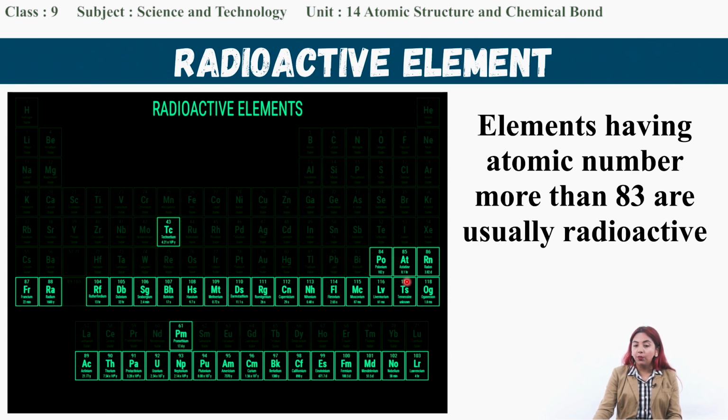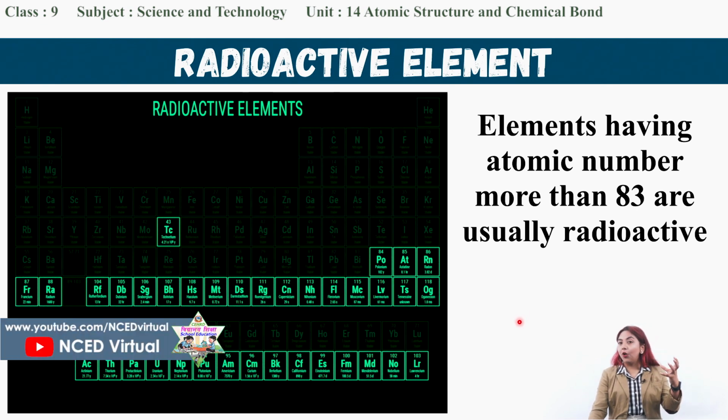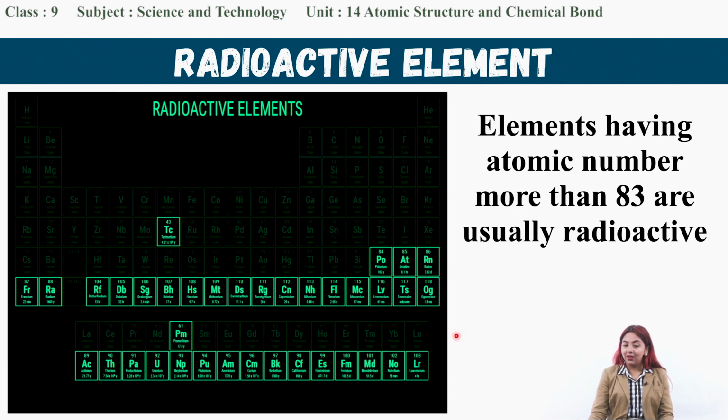You can see that almost all the elements with an atomic number more than 83 are radioactive. So we have to remember that elements having an atomic number more than 83 are usually radioactive. We cannot say all the elements are radioactive, because so many elements present in this line are not radioactive. But if the element has an atomic number more than 83, it is usually radioactive.